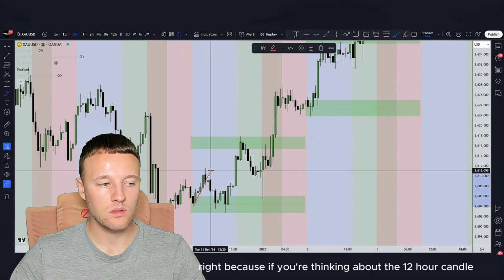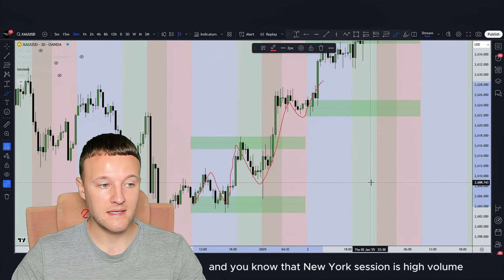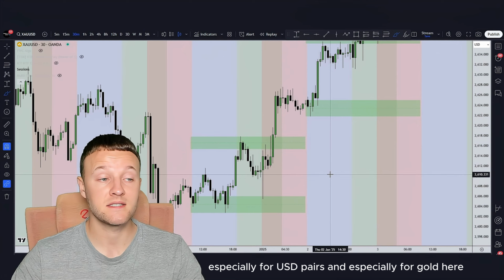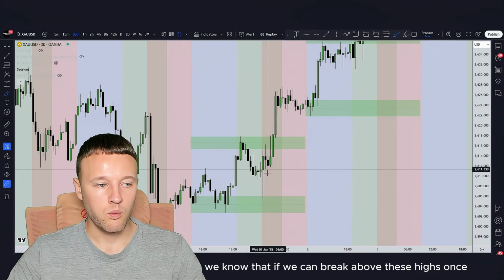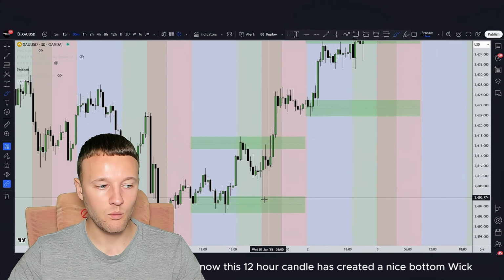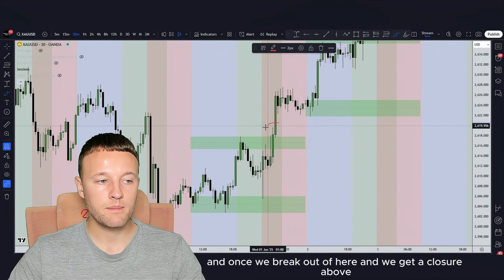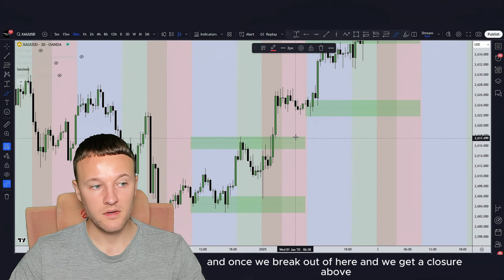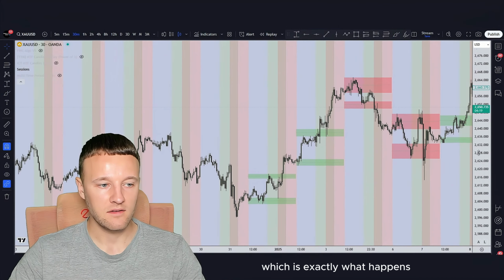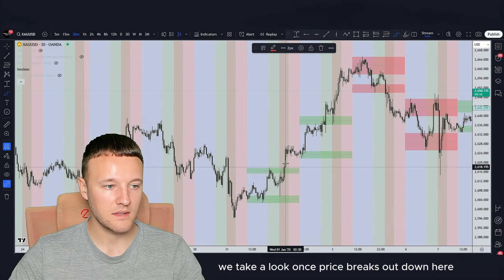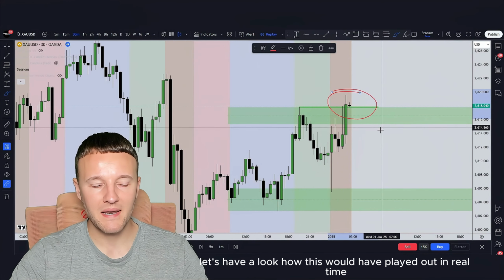Because if you're thinking about the 12-hour candle giving you directional bias, and you know that New York session is high volume, especially for USD pairs and especially for gold here, we know that if we can break above these highs, once now this 12-hour candle has created a nice bottom wick, it's also tapped into the body of the lows right here, grabbing liquidity. And once we break out of here and we get a closure above, price could start flying to the upside, which is exactly what happens. And if we take a look, once price breaks out down here, look at this move to the upside. Let's have a look how this would have played out in real time.